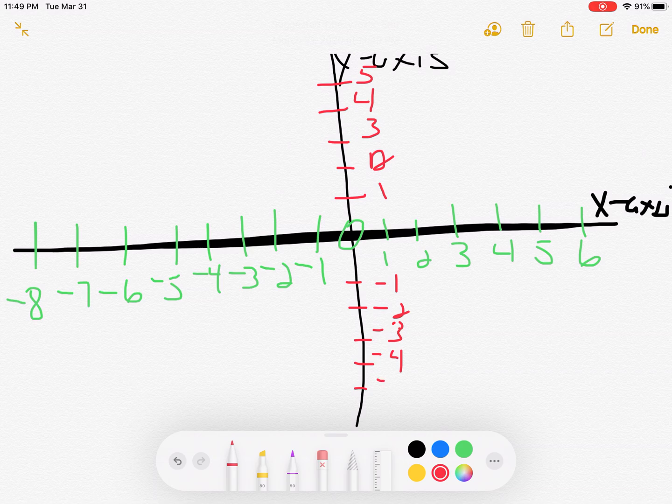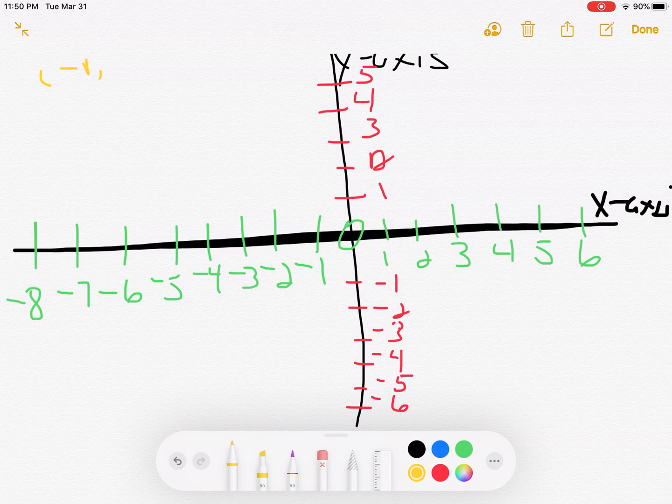-4, -5. Sorry, buddies. -6. And I can't fit -7, I don't think. Okay, so now I'm going to give us some coordinate pairs to plot. Okay, I'm going to write them over in the corner, and then we're going to identify which quadrant they would belong to.